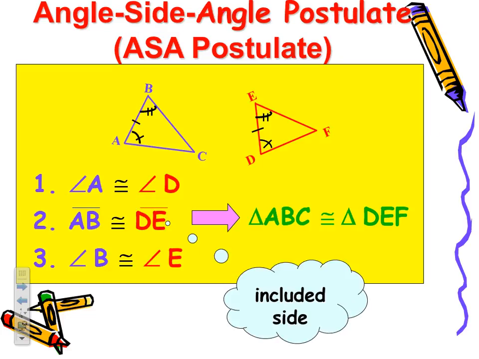Here's our example. Everything in yellow needs to be written down. So we have two triangles that are congruent because angle A and angle D are congruent. And segment AB is congruent to segment DE, and that's the included side. And angle B is congruent to angle E. So make sure we get this one down, all right?